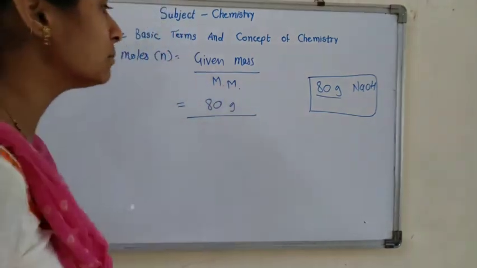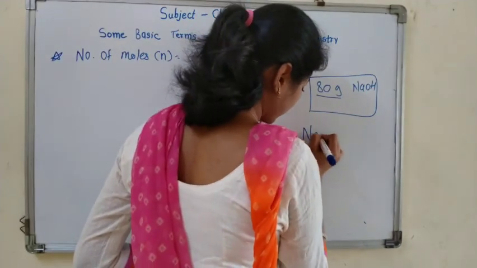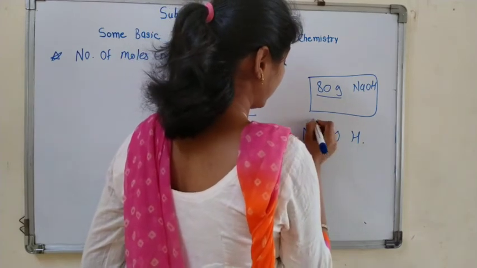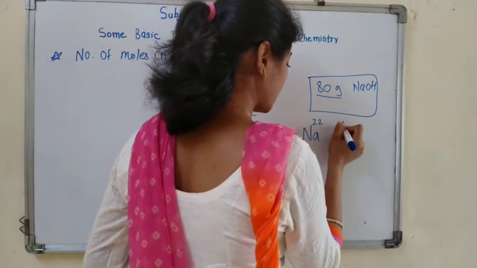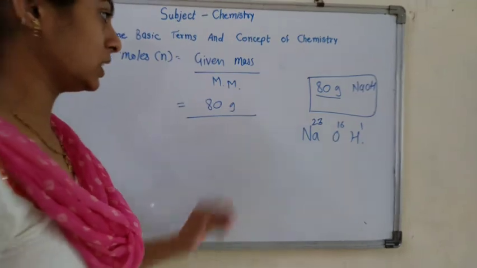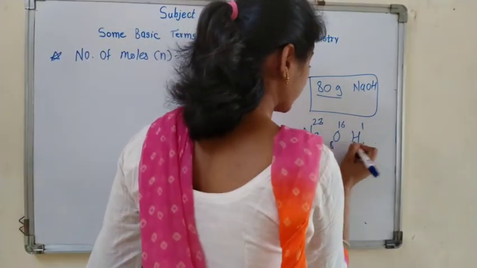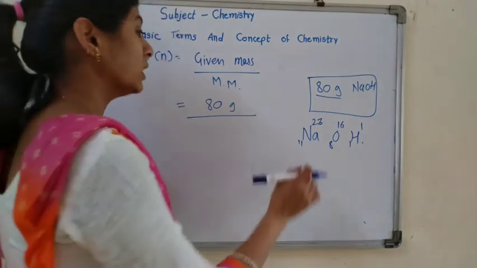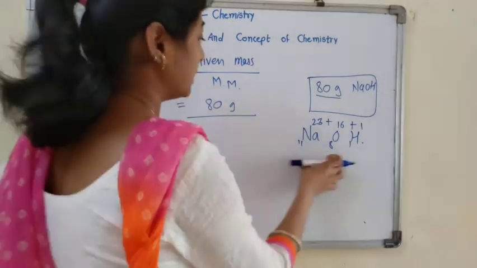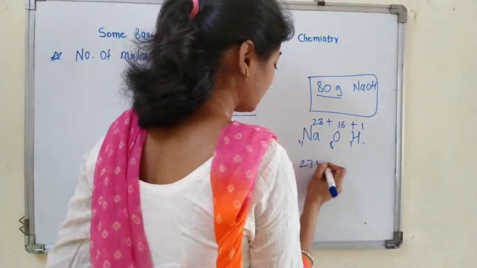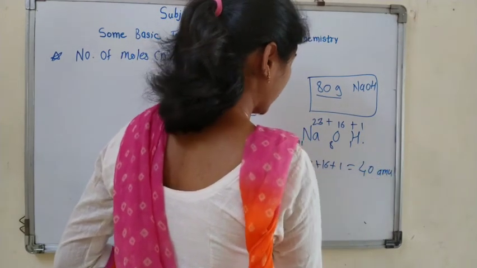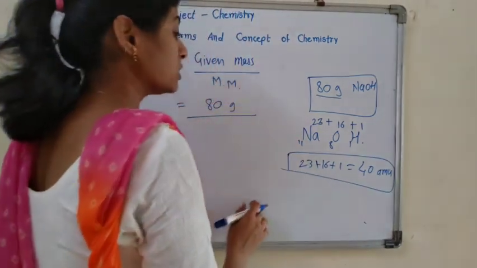And molar mass. How to calculate the molar mass of NaOH? Now, what is the atomic mass of Na? Generally 23 is there. Na is 23, O is 16 and H is 1. Now add the atomic masses of these elements. So 23 plus 16 plus 1 will be 40 AMU. That is, the atomic mass of NaOH is 40.